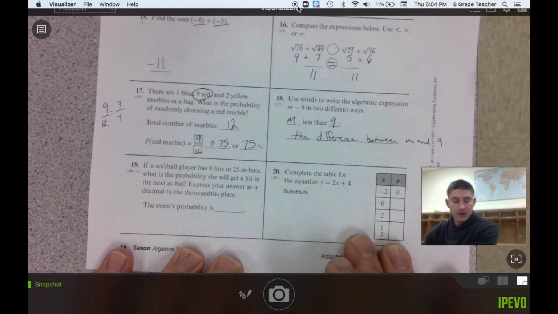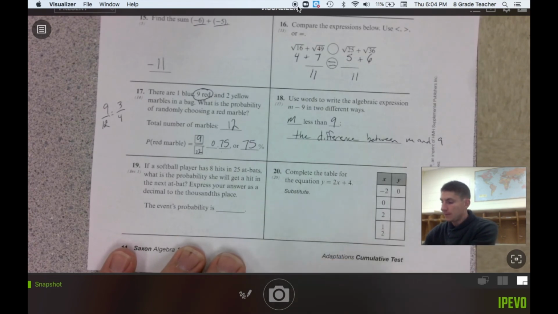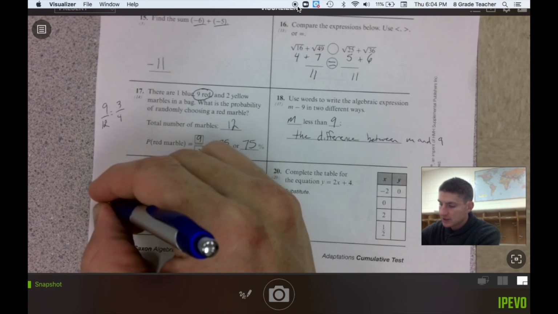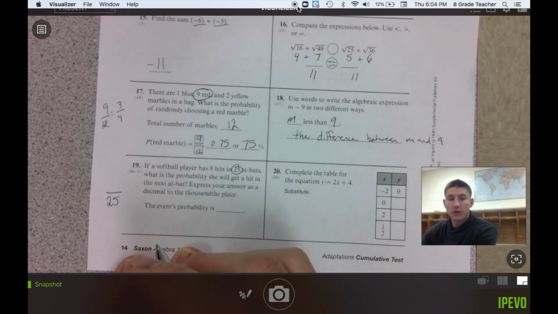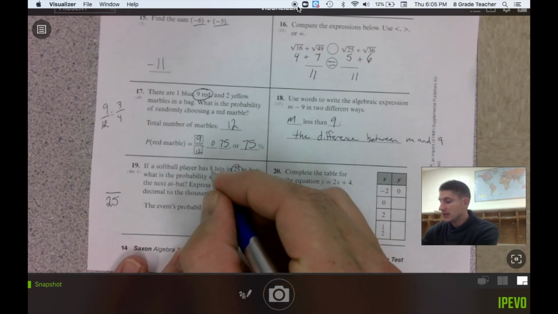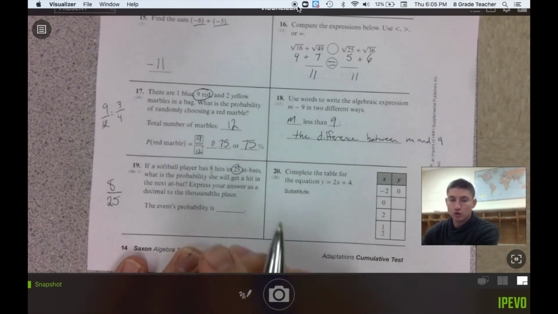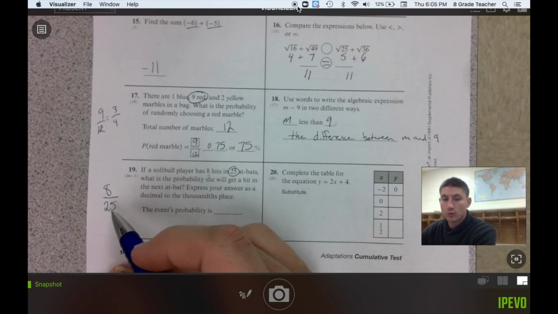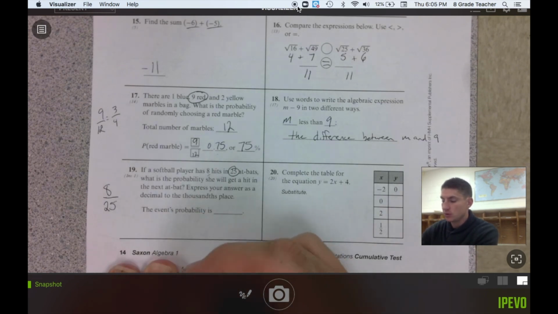Number 19, if a softball player has 8 hits and 25 at-bats, what's the probability she would get a hit in the next at-bat? Express your answer as a decimal to the thousandths place. When we're talking about probability, again, we have to think about the total. That's going to be in our denominator, so 25 is the total number of at-bats she's had. She was successful on 8 of those, so her probability turns into 8 over 25.